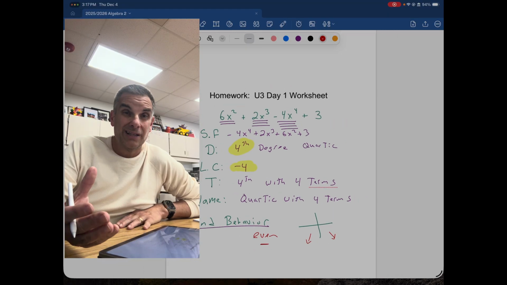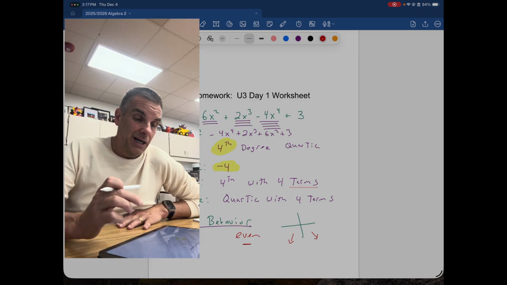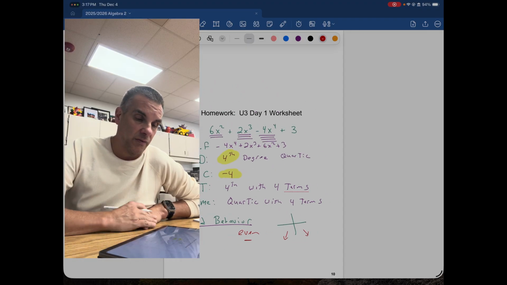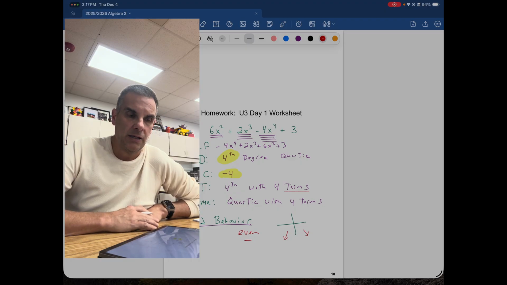So that's just a quick 28-minute lesson on polynomials and being able to name them, put them in standard form, and find end behaviors.